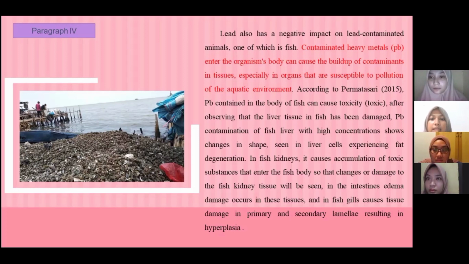change in shape since liver cells experience fat degradation. In fish kidneys, it causes accumulation of toxic substances that enter the fish body so that change or damage to the fish kidney tissue will be seen. In the intestine, edema and damage occur in the tissue, and in fish gills it causes tissue damage in primary and secondary lamellae, resulting in hyperplasia. And next.